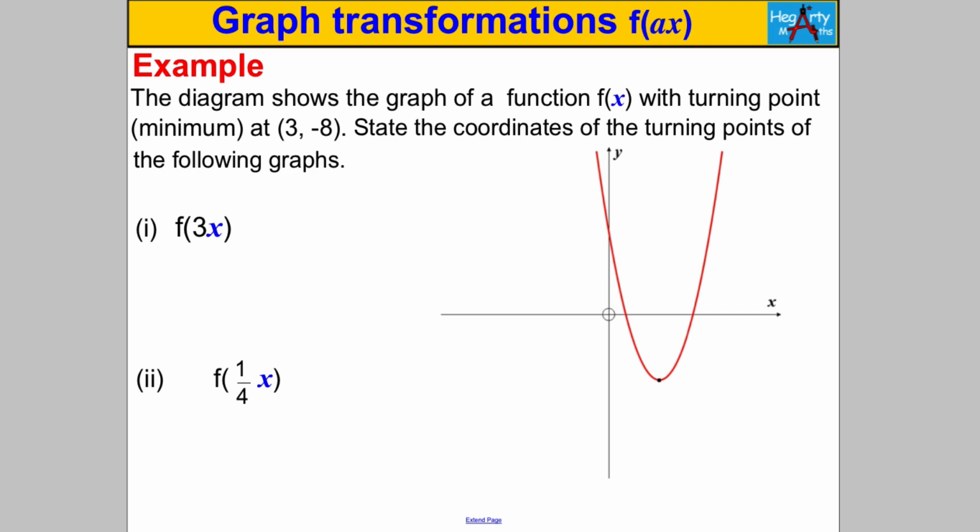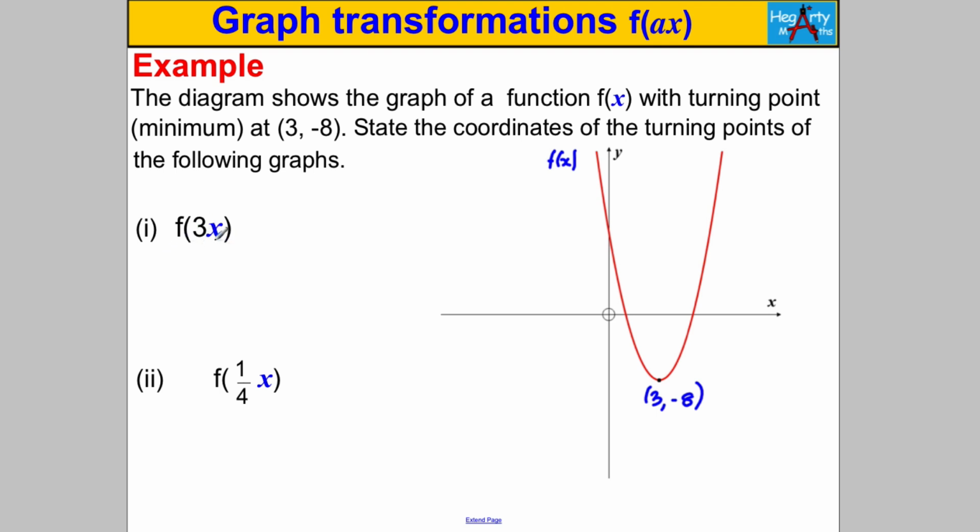Okay, last one for you to have a go at. Pause the video, have a go. So in this case, we are given the function f of x drawn for us. We are told it has a minimum point at 3, negative 8. So this here is supposed to represent 3, negative 8, the turning point. It says state the coordinates of the turning point of the following graphs.